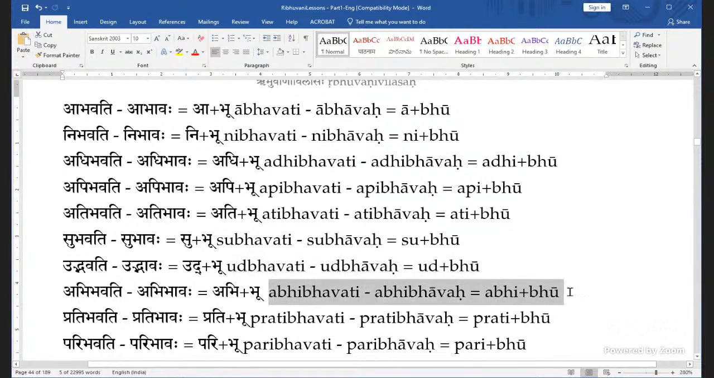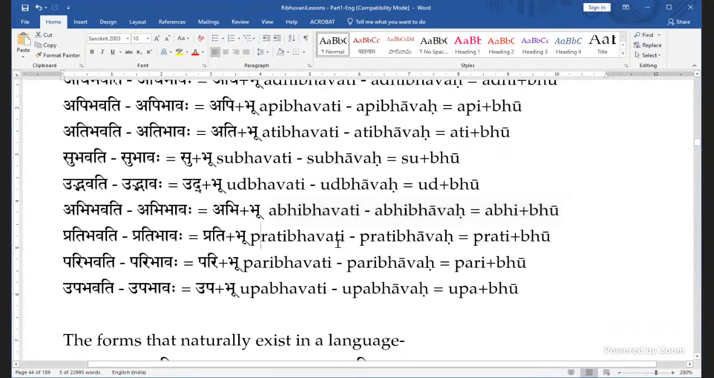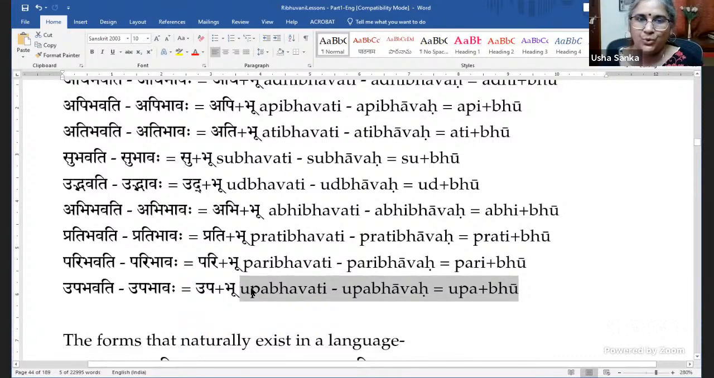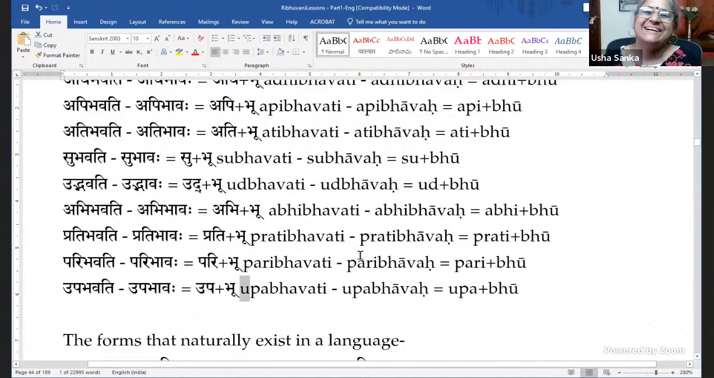Abhibhavati, abhibhavaha, abhibhu. Pratibhavati, pratibhavaha, pratibhu. Paribhavati, paribhavaha, paribhu. Apabhavati, apabhavaha, apabhu. Upabhavati, upabhavaha, upabhu. Thank you so much. Nice.